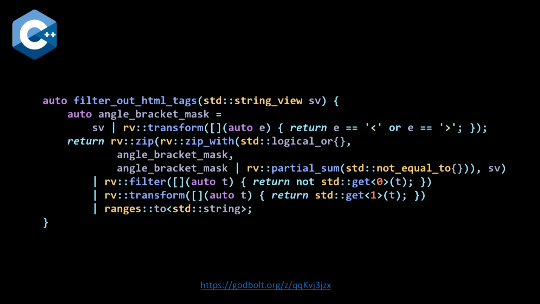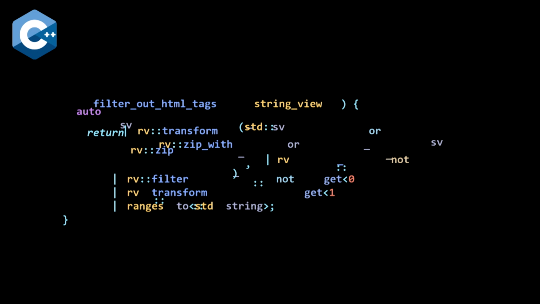The worst thing about this, in my opinion, is that we are having to store the angle bracket mask as a temporary because we need it twice. When you're piping and using these views, you have to always do things linearly. There's no way to fork something two different directions and then merge it again. That's not possible with views, unless we get the pipe operator.